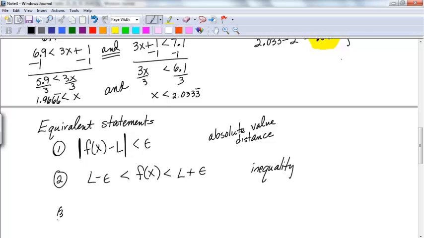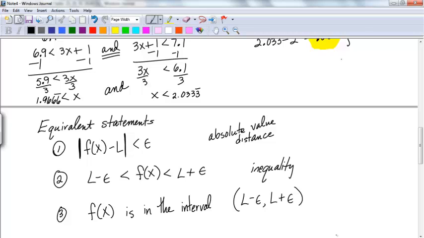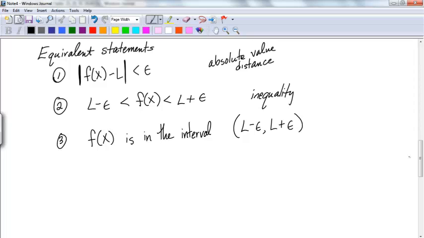Okay, and then the third one is to say the f of x, the function, is in the interval and the interval is the limit minus epsilon and the limit plus epsilon. Okay, so absolute value, inequalities, and intervals. Okay. Now we've just gone through an example where they're working with specific numbers. Okay. Now I want to take you through like a problem you will get in the book. Okay. This is actually one out of the book, page 154, example 1.